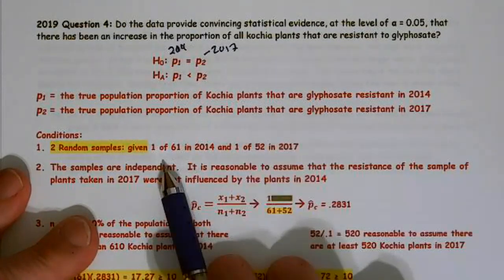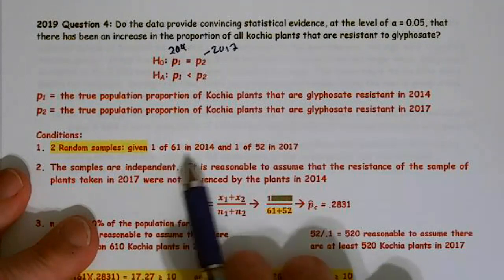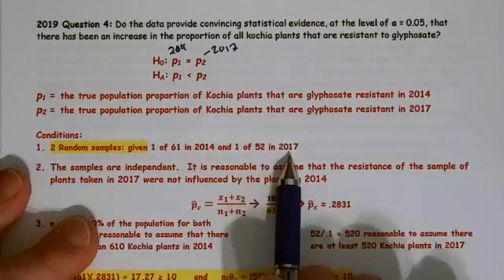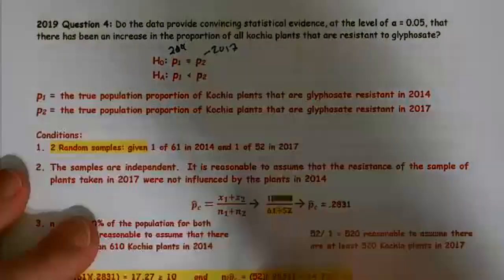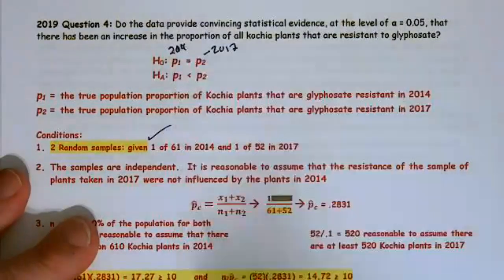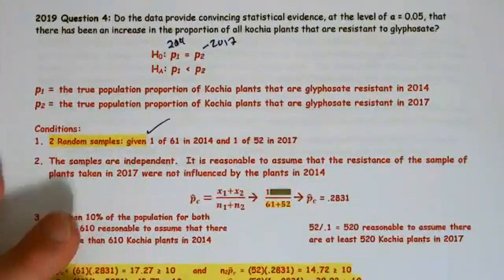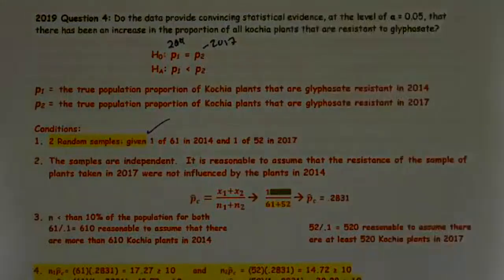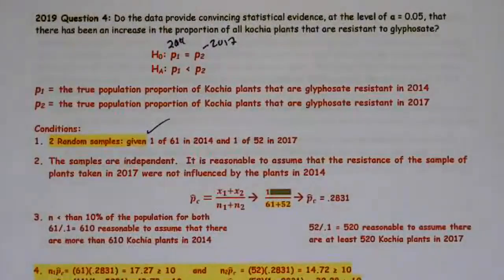Conditions: two random samples are given. One sample of 64 and one sample of 52. You don't need to list that. You can just put that part right there and you're good to go. Samples are independent. I'm not sure that they are. It's reasonable to assume that the resistance of the sample plants taken in 2017 was not influenced by that in 2014. I'm not sure that's the case because they say they're becoming resistant, so they are changing, but it is what it is. We're still going to run the test.